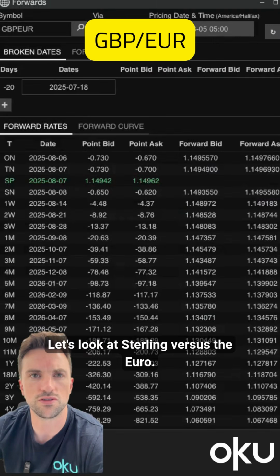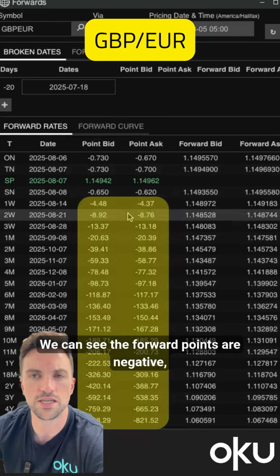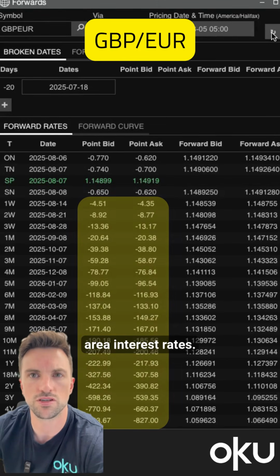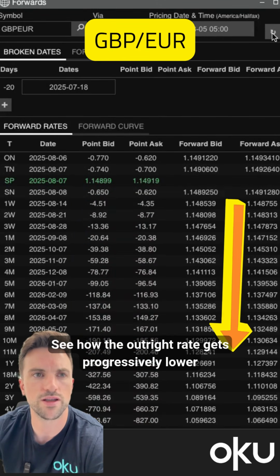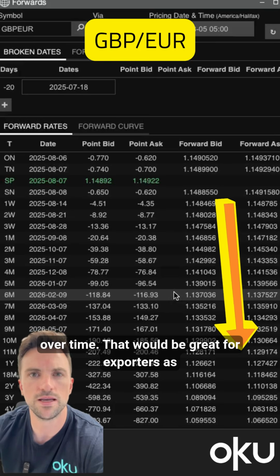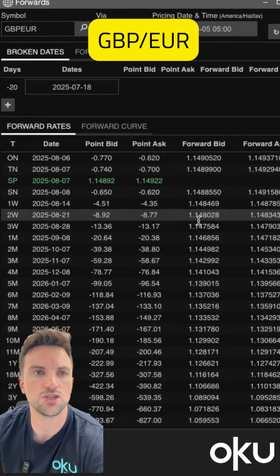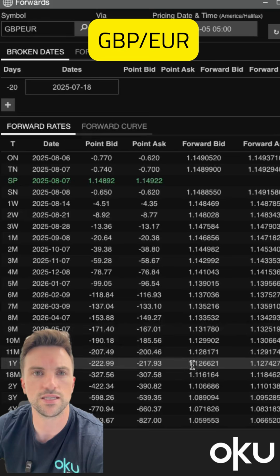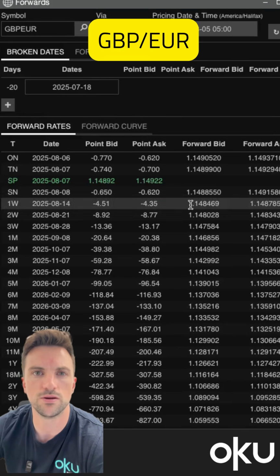Let's look at sterling versus the euro. We can see the forward points negative, telling us that UK interest rates must be higher than euro area interest rates. See how the outright rate gets progressively lower over time. That would be great for exporters as each euro sold buys more and more pounds over time, but terrible for importers as each euro bought costs more and more pounds with time.